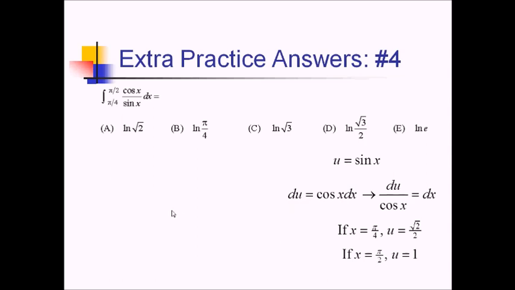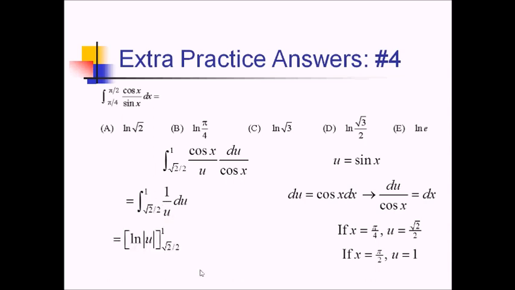Plugging it all in, we've got the integral from root 2 over 2 to 1 of cosine over u, and then du over cosine of x. Cosines cancel, so this is just 1 over u du. And the antiderivative of that is ln of absolute value of u, which we're now going to evaluate from root 2 over 2 to 1.